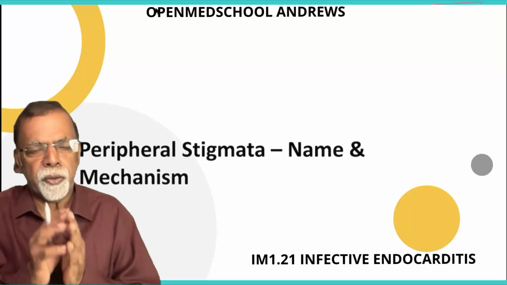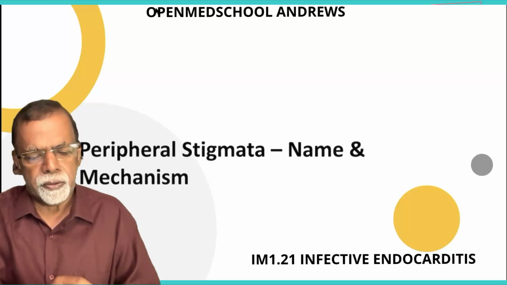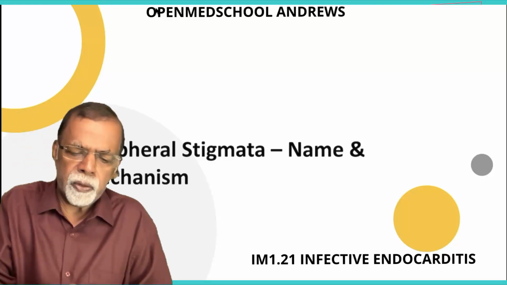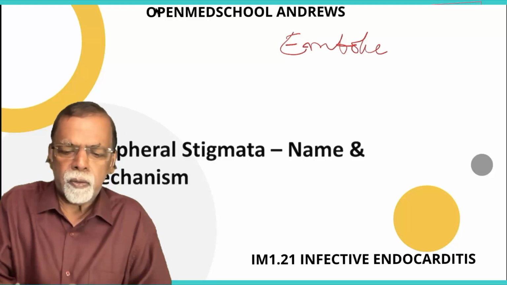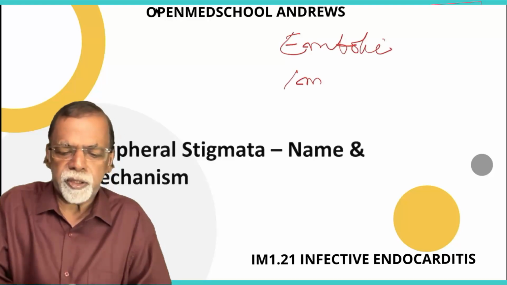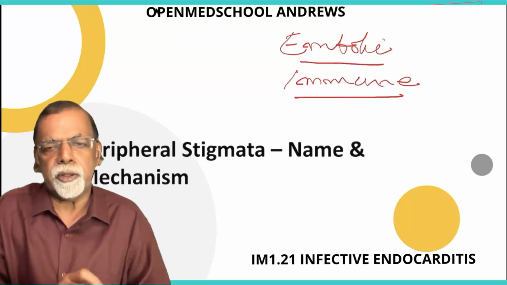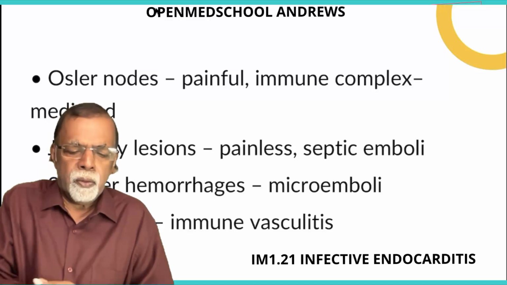One important point to remember: there are certain stigmata of infective endocarditis. The stigmata are due to either embolic phenomena or immune manifestations. This is a very important point you have to look for in the general examination. Let us look into Osler's nodes.